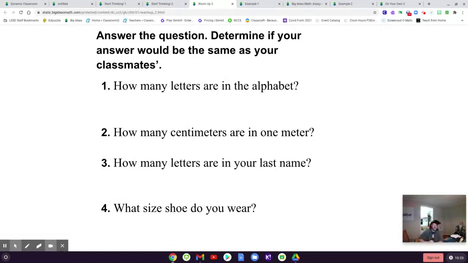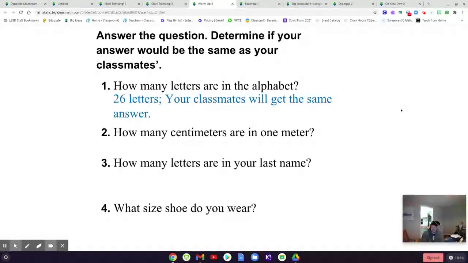For question number 1, how many letters in the alphabet? Is that a statistical question or a non-statistical question? That is non-statistical because there are 26 letters in the alphabet. And if you and your classmates know that, everyone's going to give the same answer. Question 2, how many centimeters are in a meter? Is that a statistical question or a non-statistical question? That one also is non-statistical. There are 100 centimeters in a meter. That's the only answer there is.